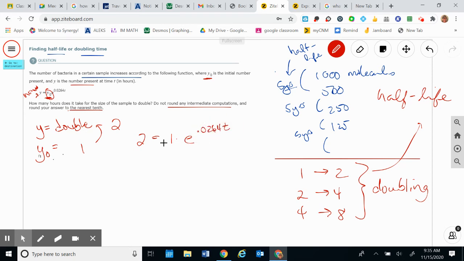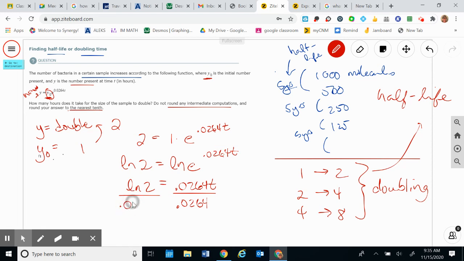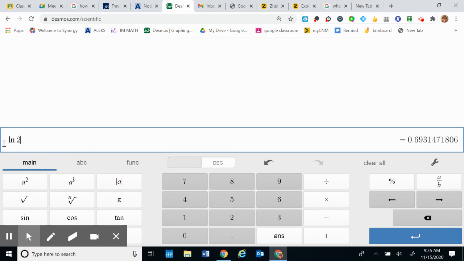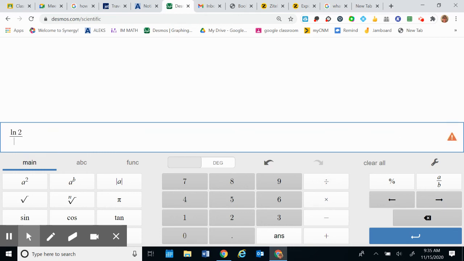0.0264 t. Now you take the natural log, because we're dealing with e, of both sides, and then you can bring this down, and the ln of e will go away, and you get ln of 2. And then you divide both sides by 0.0264, all we're doing is division now, and now you have t. It's the log of 2 divided by 0.0264.